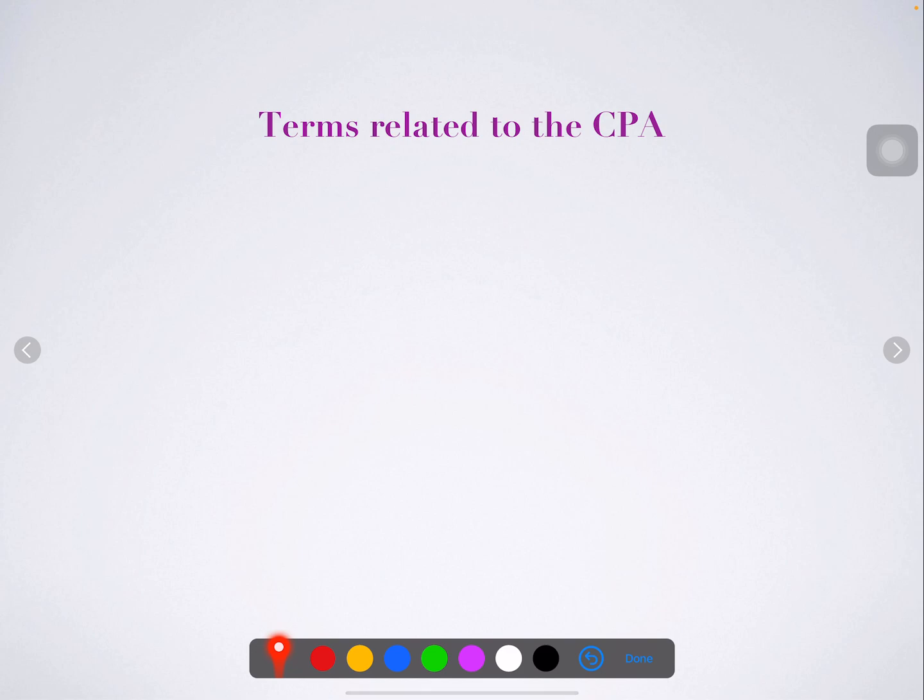So today we will have to familiarize ourselves with some terms related to the Cerebellopontine angle. These terms, once you familiarize yourself with them, you'll be more comfortable, more oriented when you operate on the Cerebellopontine angle, and to understand the different pathologies, their locations, and the best way to address them all the time.